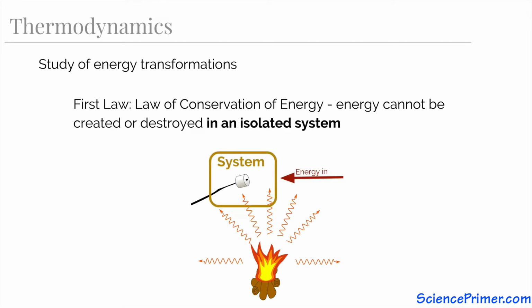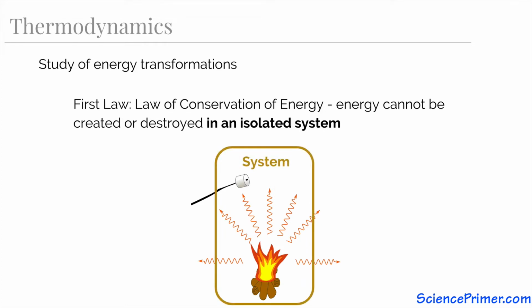In this case, the system is gaining energy due to radiant heat entering from the surrounding environment, but the total energy of the system plus the surrounding environment is not changing. If we redefine the system to include the marshmallow and the campfire, the transformation of chemical energy in the wood into heat and radiating to the marshmallow all occur within the system.